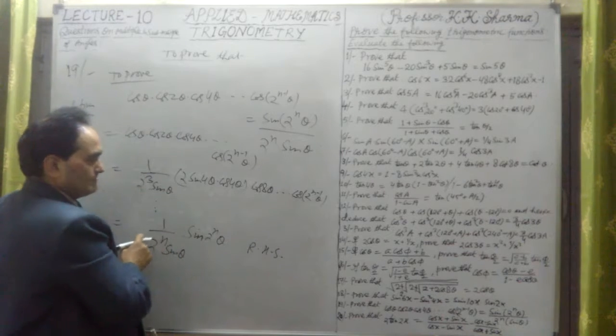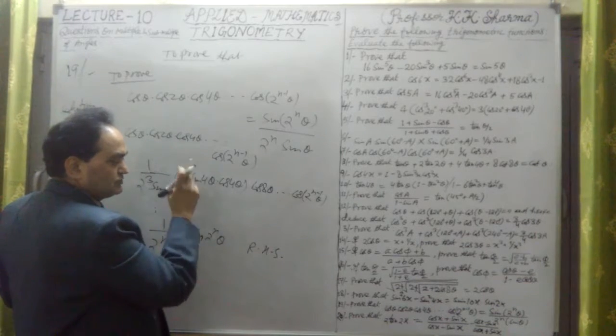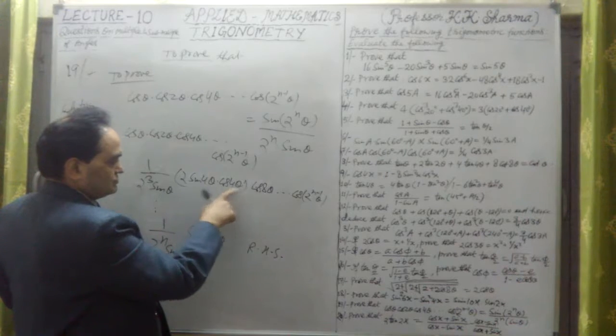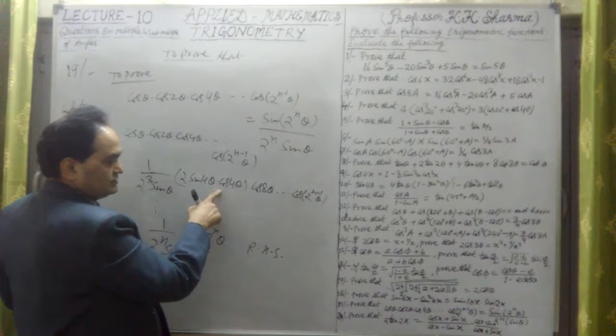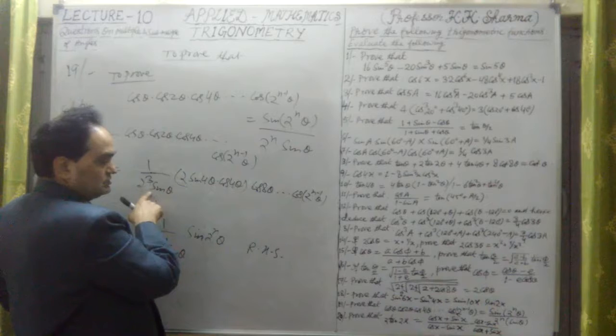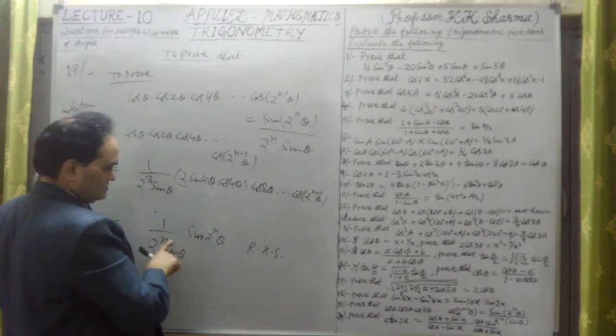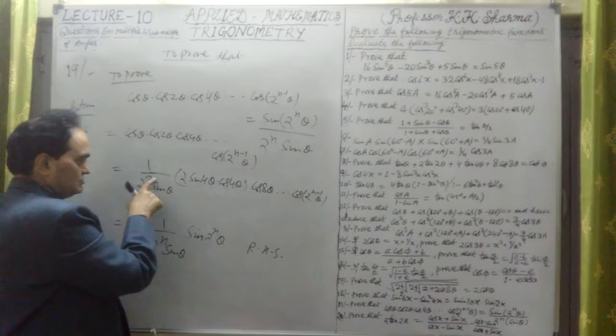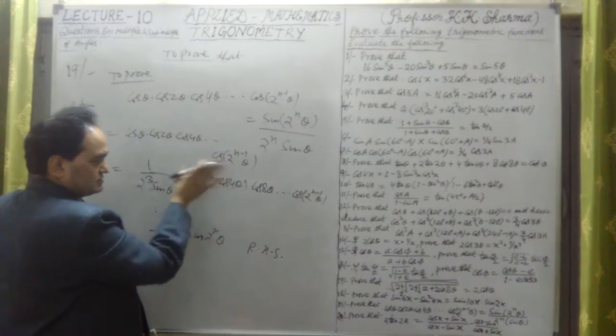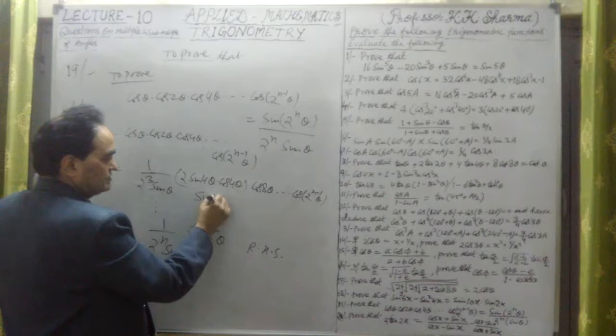Alright, 8 theta means 2 raised to the power 3. If it is coming, sine 8 theta suppose, sine 8 theta means 2 raised to the power 3. Similarly, this is n, the nth will be 2 raised to the power n. This is 3. Here it is sine 8 theta in this case.